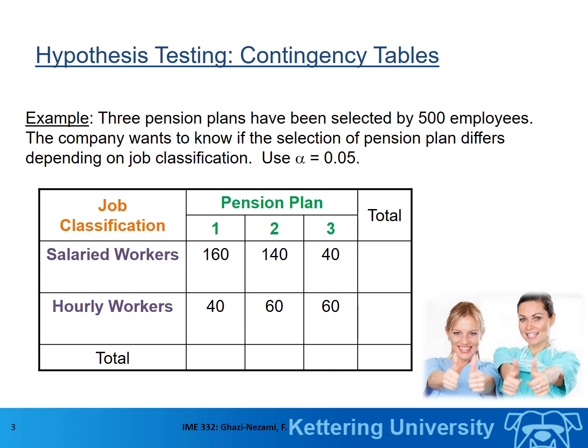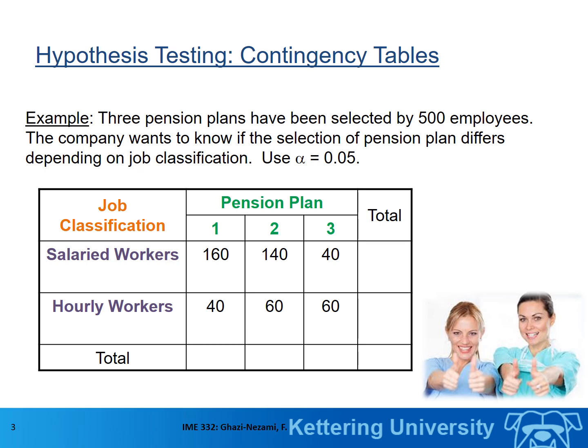So let's look at one example together. 3 pension plans have been selected by 500 employees. The company wants to know if the selection of pension plan differs depending on job classification. So as you can see in this company, they have two types of jobs or two types of contracts, salaried versus hourly jobs, and they have also three types of pension plan 1, 2, and 3. So they have given some questionnaires to their employees, and they want to know how many people in each job classification have chosen any of these pension plans.